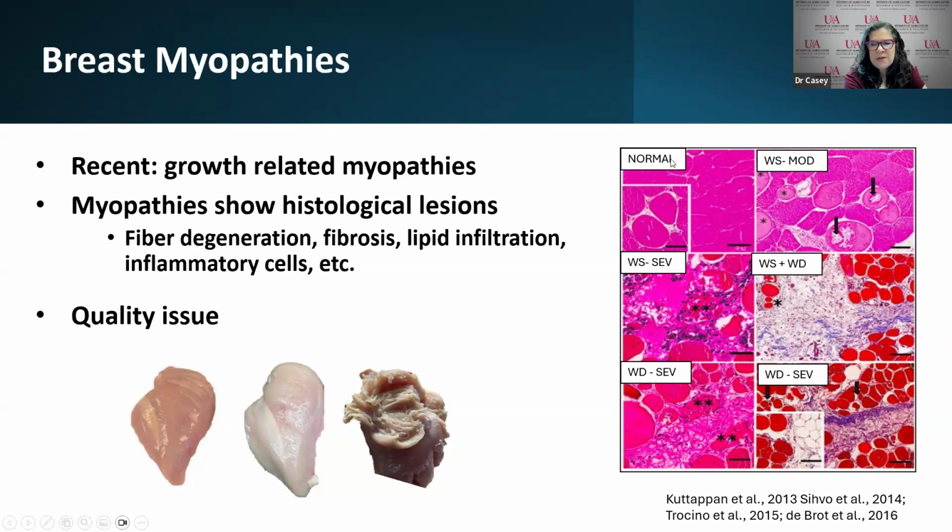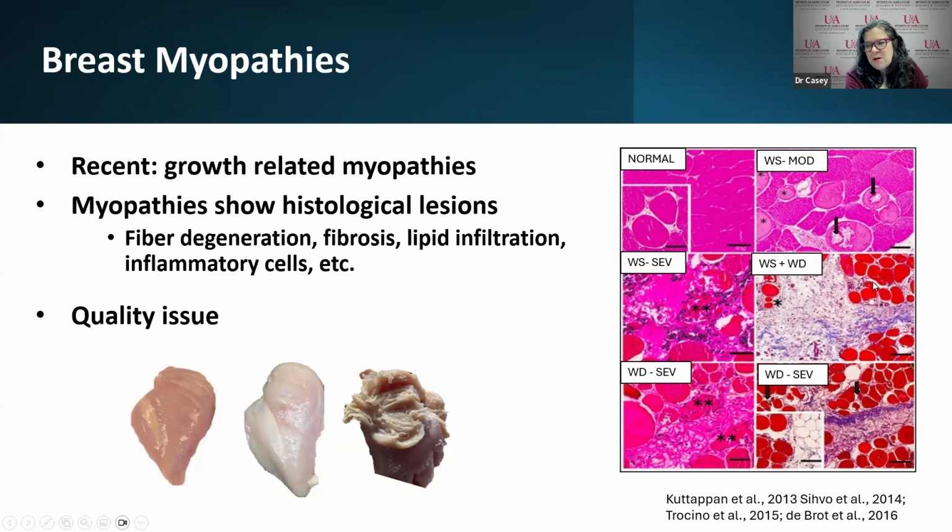This is normal tissue in this first box on your left. You look at white striping in a moderate case on your right. What you start seeing is that the fibers are starting to degenerate. As this progresses, that fiber will kind of disappear. Then in this middle section, we've got white striping, severe case. You can see that there's lots of absence of muscle fibers, and there are some heterophils and so forth in there, inflammatory cells that are trying to clean things up.